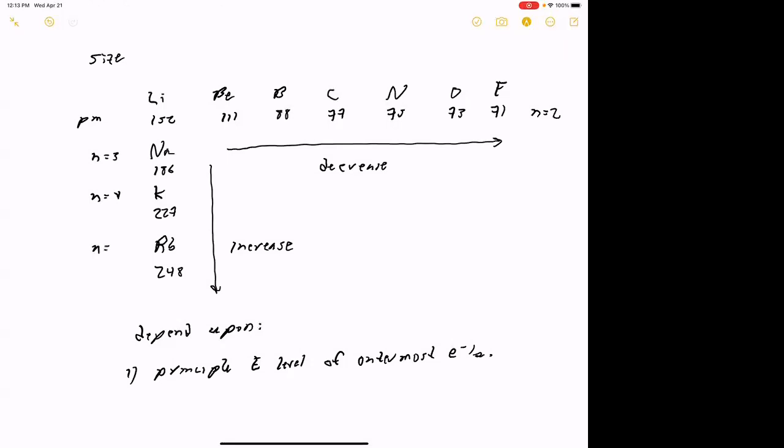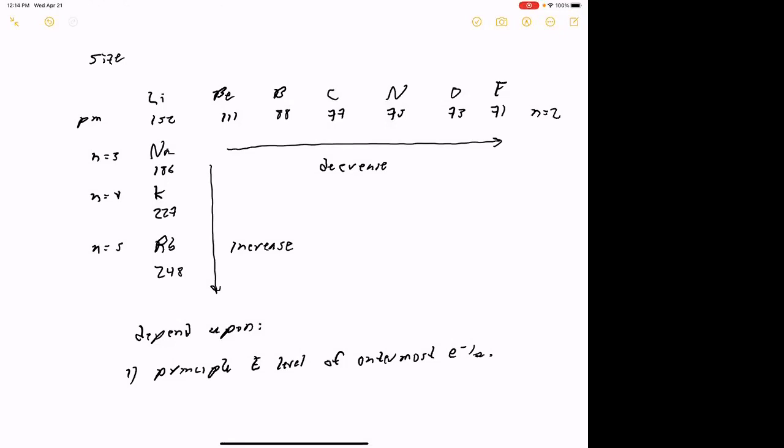Rubidium, I believe I'm dealing with N=5. Notice that as we move down the column, I'm introducing a new principal energy level. Now that one's easy, right, guys? Because as you go to a new principal energy level, what do you know about the size of the atom? Well, it ought to get bigger, right? Because the N=3 level is further out than the N=2. The N=4 is further out than the 3. The N=5 is further out than the 4.